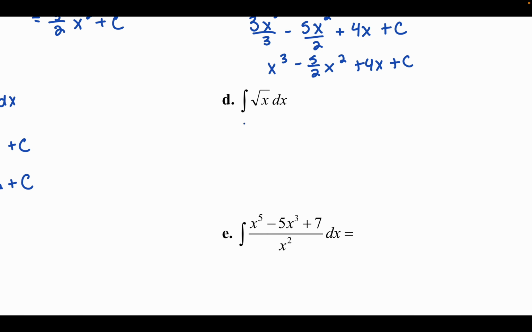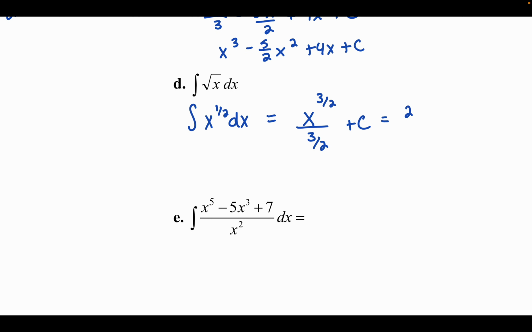For letter D, I'm going to rewrite this as x to the 1/2. So we're trying to find the antiderivative of x to the 1/2. So we are going to still keep adding. We're going to add that 1 to 1/2, so we'll get 3/2, and then we'll also divide by 3/2. So when I divide by 3/2, it's really going to flip that fraction. So we're going to have 2/3 x to the 3/2 plus c.